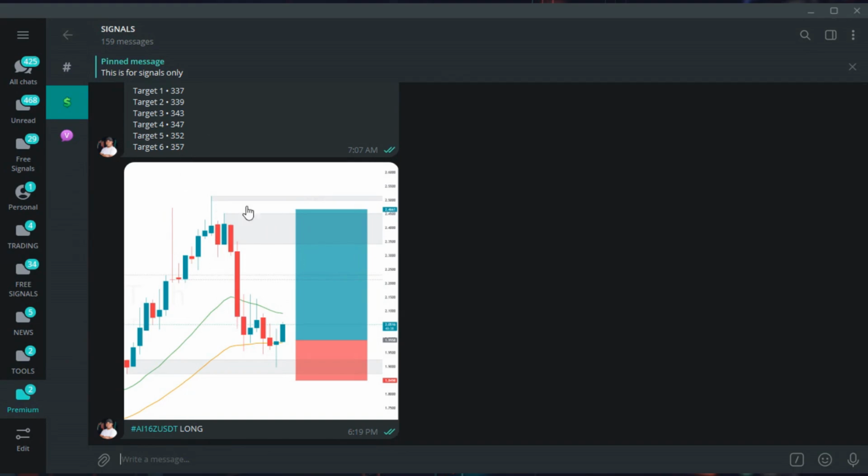So always make sure that you enable notification for each of these. This way, whenever you come around and check the signals, you always see the latest signals that we've posted, and then you'll be able to take them.